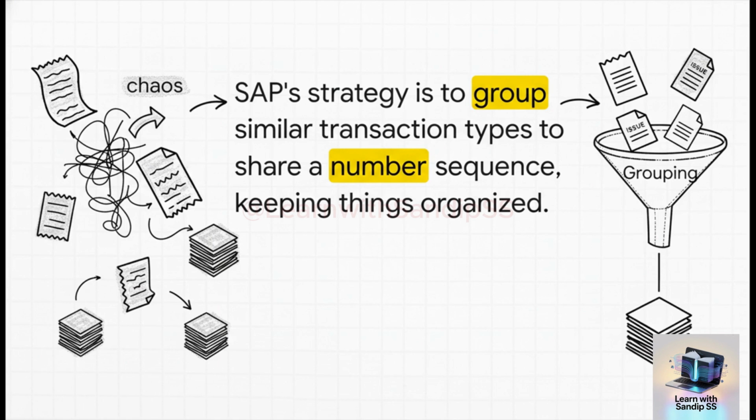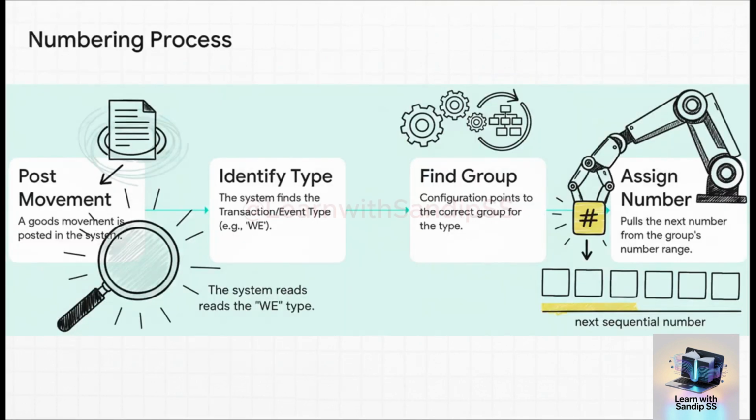So the smart strategy, the one SAP uses, is to group similar transaction types together. So maybe all your goods receipts share one number range, and all your goods issues share another. It just keeps things so much more organized and logical. And this just perfectly shows you the logic happening behind the curtain. And get this, it all happens in a fraction of a second.